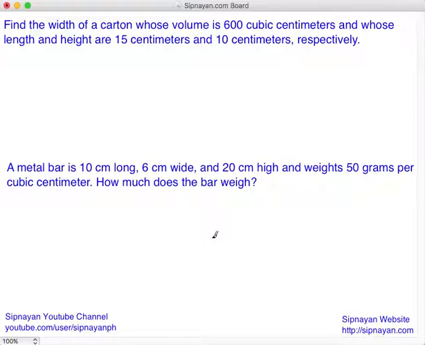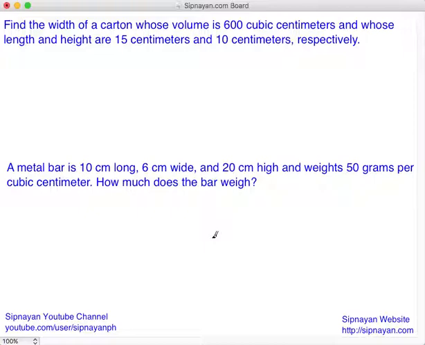So, in the previous videos, what we studied in the first video was the concept of volume. Then we also discussed the volume of a rectangular solid. Then in the second video, we gave some sample problems, finding the volume of rectangular solids. So, in this video, we will solve more problems. And let's begin solving the first problem.